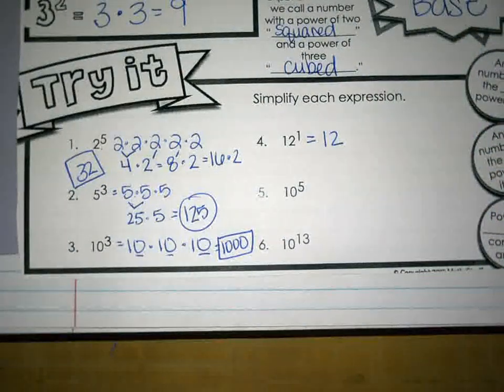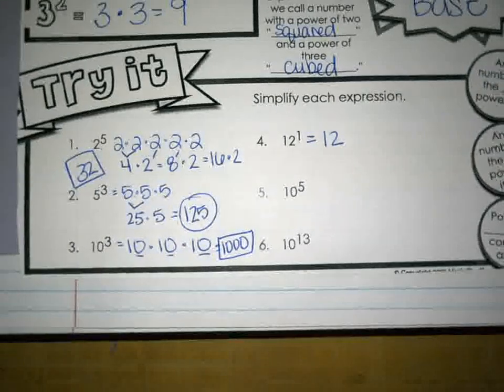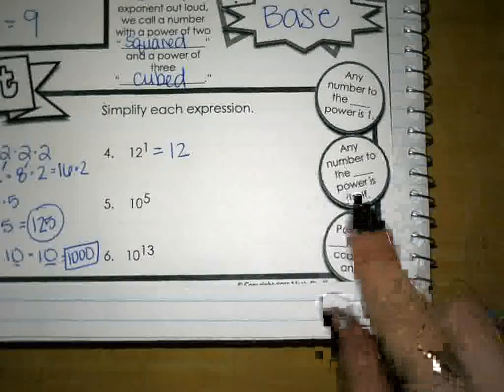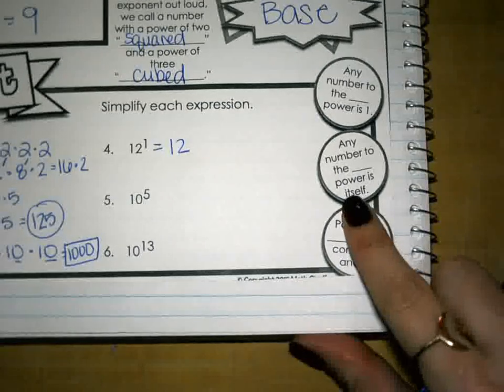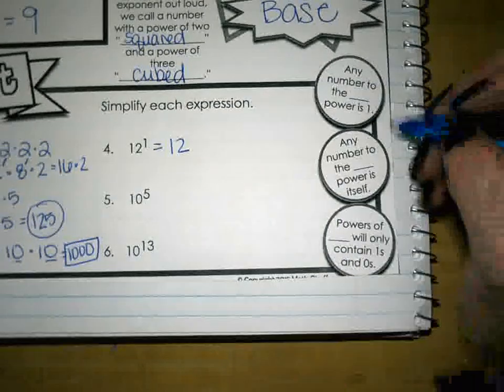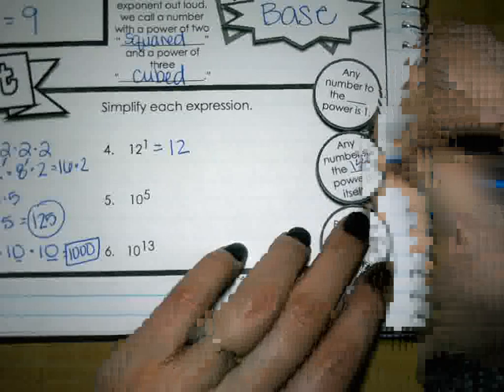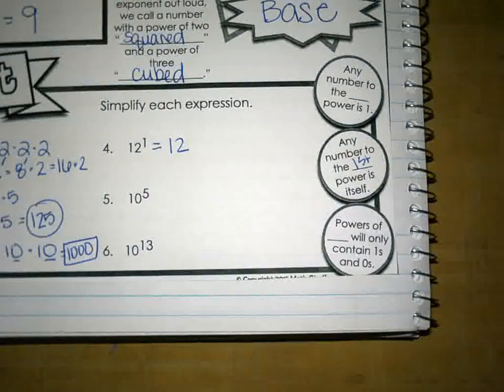You can't do any multiplication with it because there's nothing to multiply it by, because it's to the first power. It's just by itself. So if we look off to the side right here, it says any number to the first power is itself. Anytime it says 12 to the first, 4 to the first, 5 to the first, anytime it's to the first power, it is just itself.